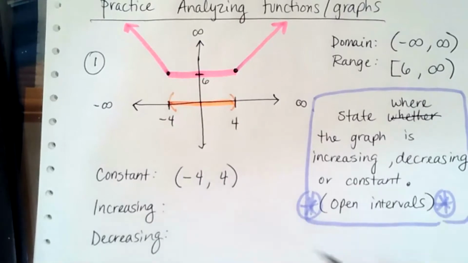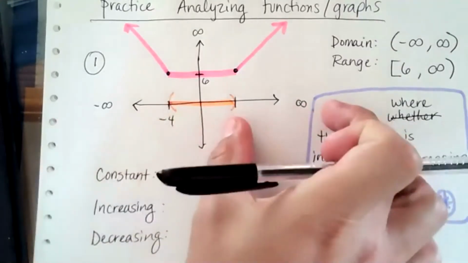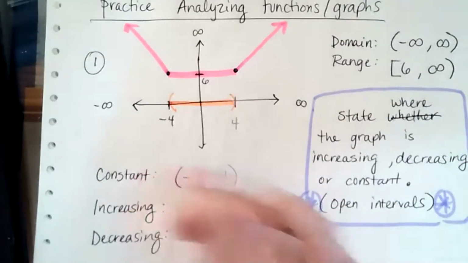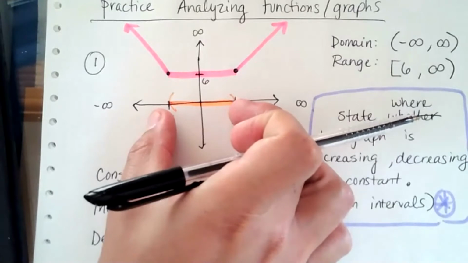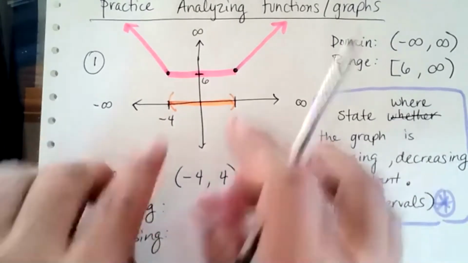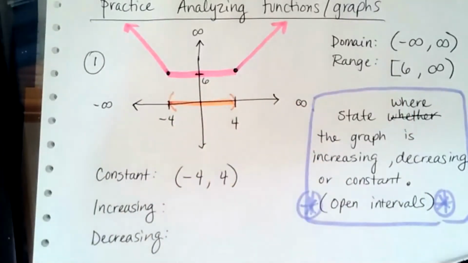Well, where is this graph increasing? Or along what segment or region of the domain is it increasing? And these things are mutually exclusive, meaning that if you've already said that this section is constant, well, it can't be increasing or decreasing there, right? It's either one of these three or the other, but it can't be both at the same time, okay? So increasing, what region of the graph is left over that seems to be going up? From 6 to infinity.